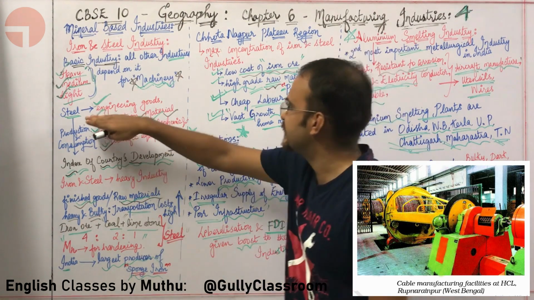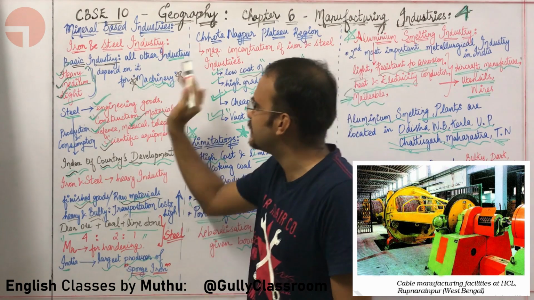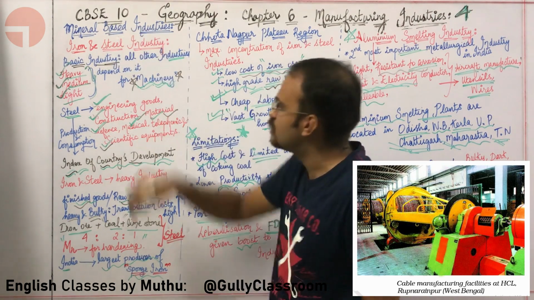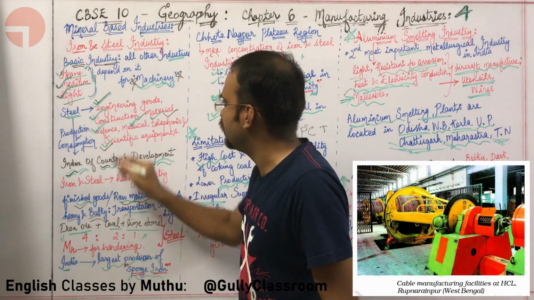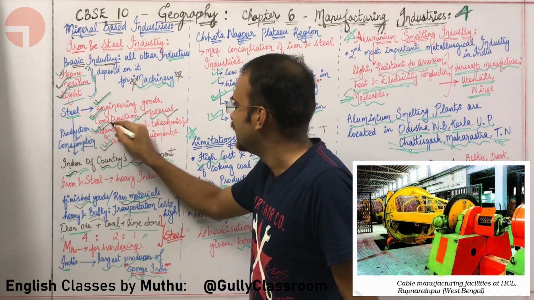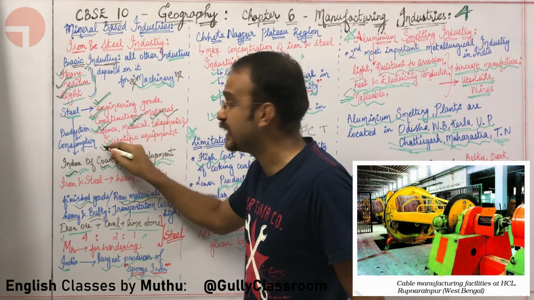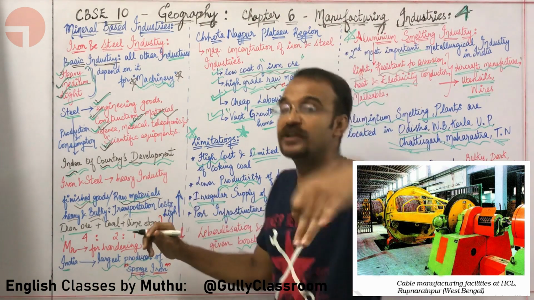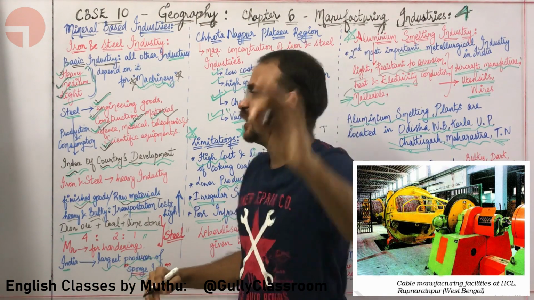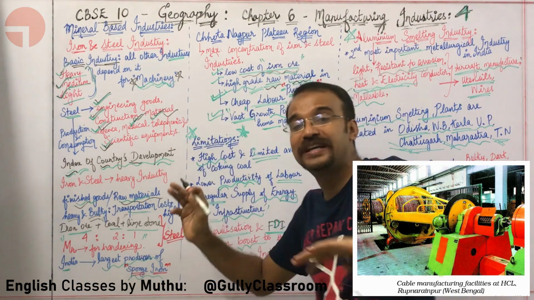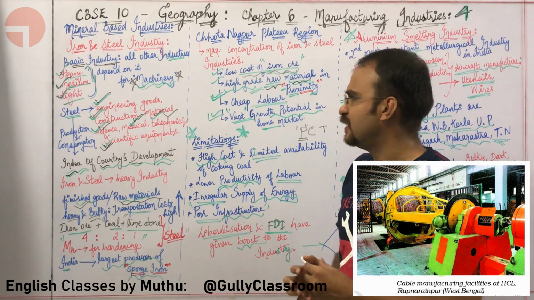Let me repeat. The steel that is supplied by the iron and steel industry is used in the manufacturing of engineering goods, construction material, defense, medical, telephonic and scientific equipment.